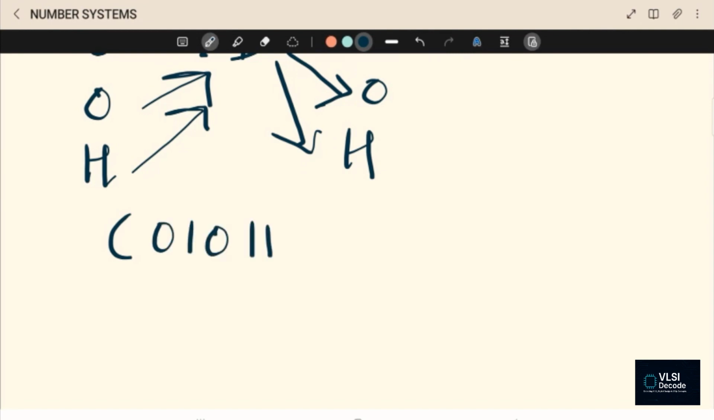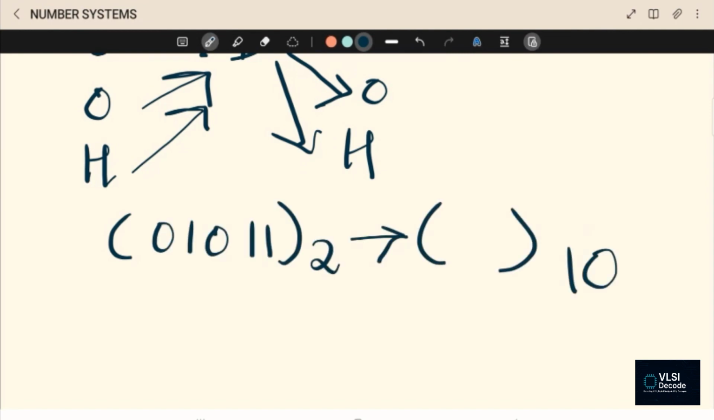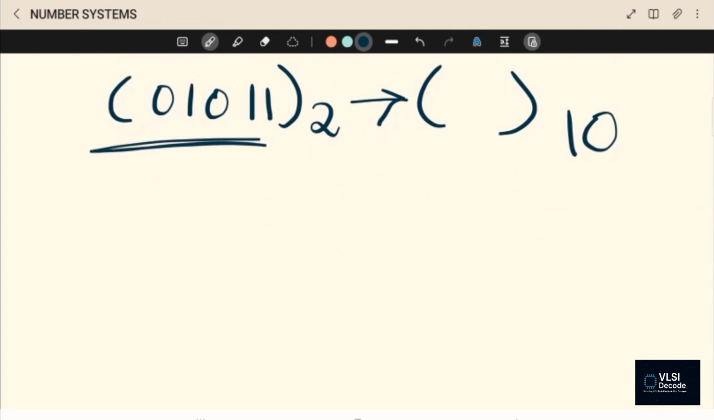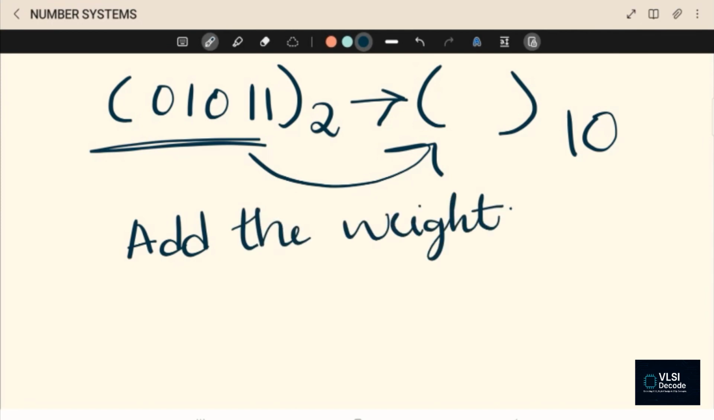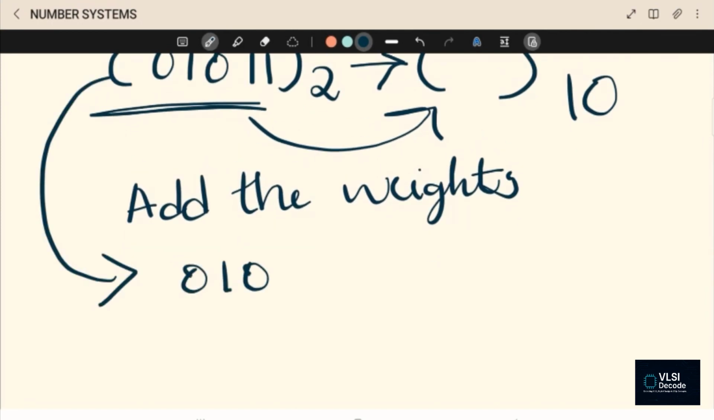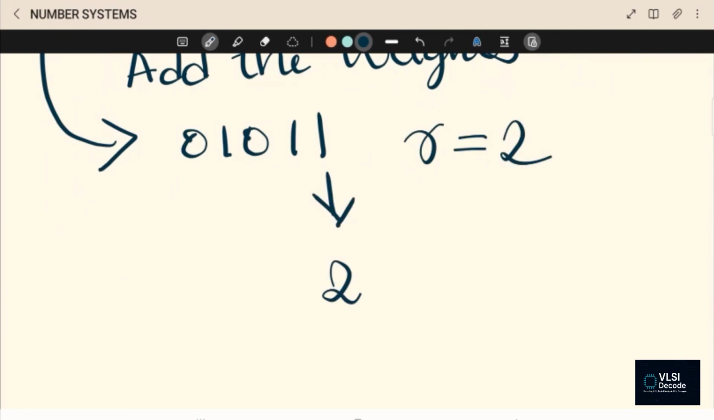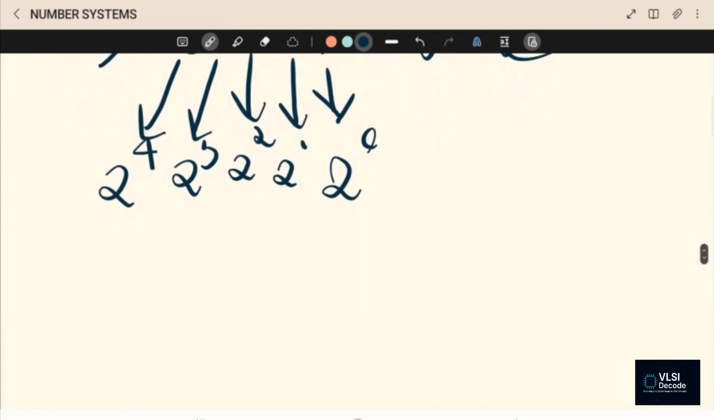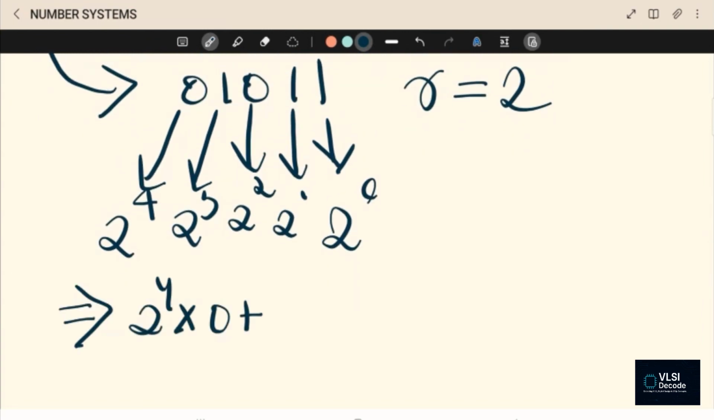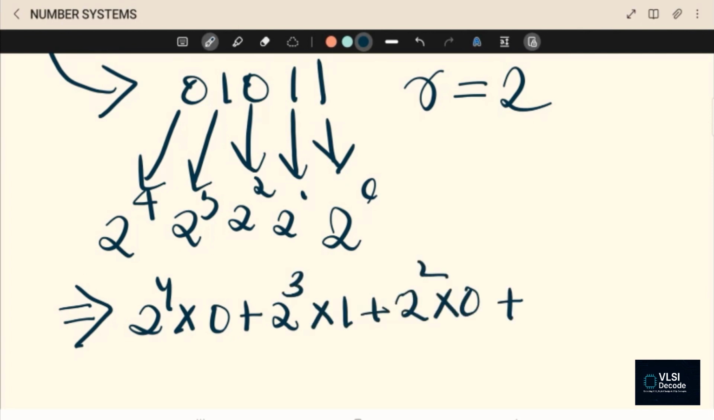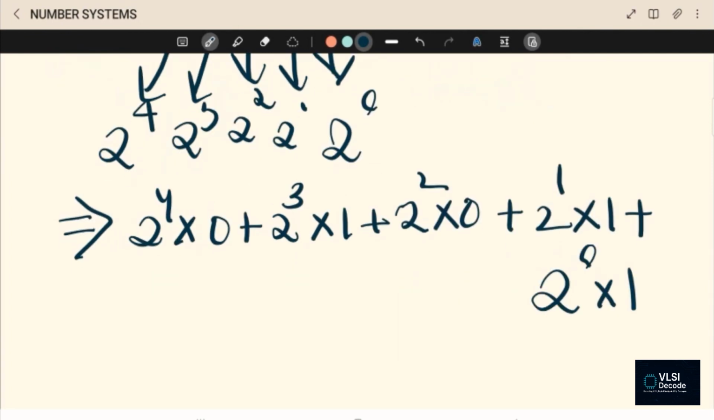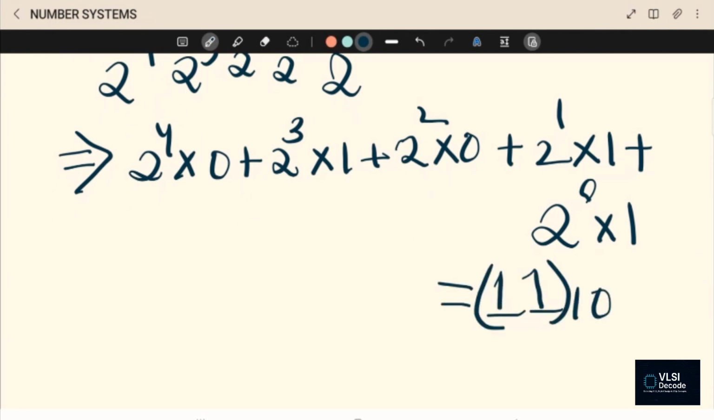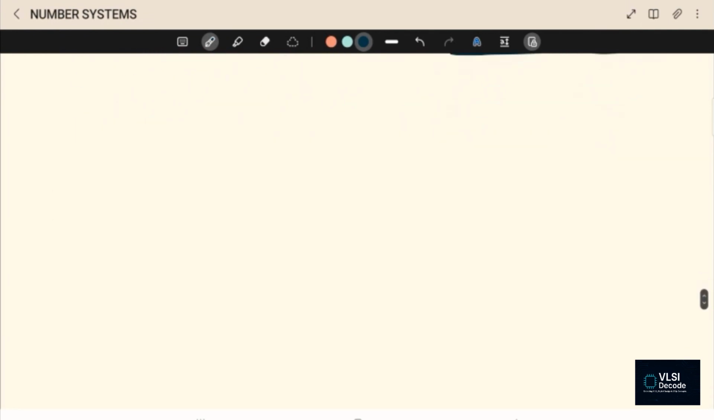Let's start with binary. So suppose 01011 is given, and then you have to convert it into decimal form. So how will you convert? You just have to take the weightage and then add them all. Okay. So how will you add the weightage? You have to follow the radix. Here we have taken binary, so the radix is 2. So this is how we take the weightages, and then you just have to add all of them to get the corresponding decimal value. This is applicable for any number. Okay, you can convert any number into the decimal form just by adding the weights.